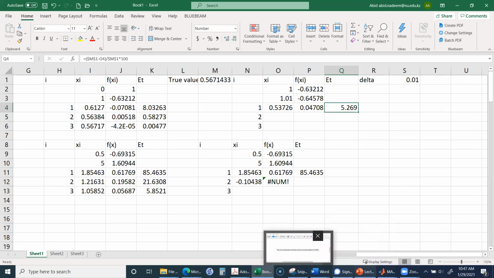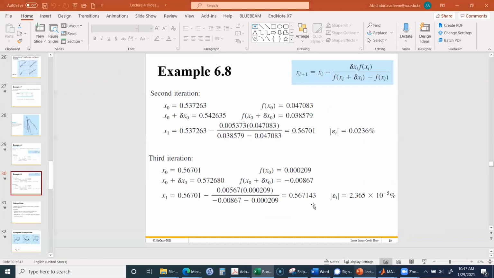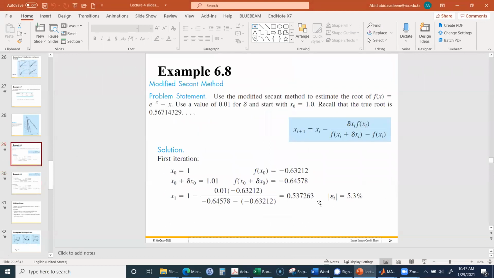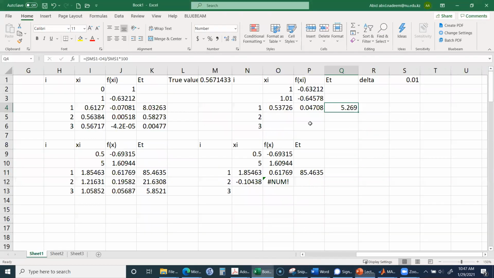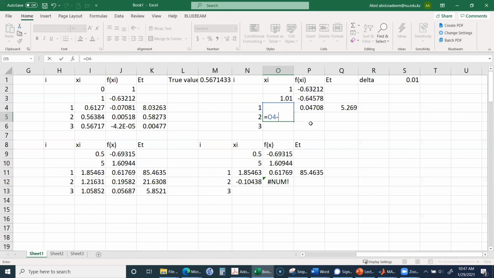5.27. So it is the same as in the first iteration, 5.3%. So in the second iteration, okay. So now I think in the second iteration, what I have to do is take this value minus the delta.